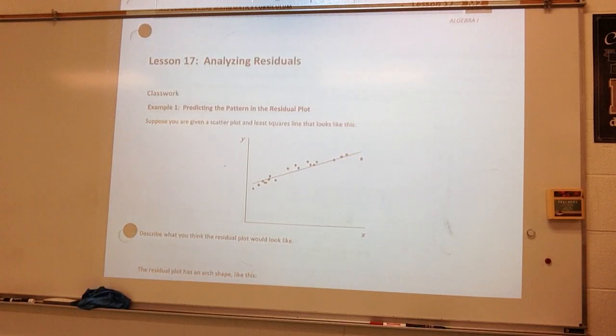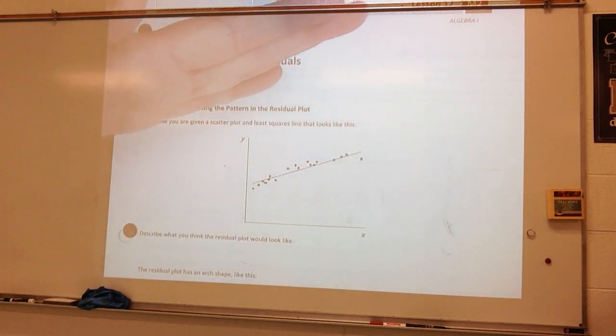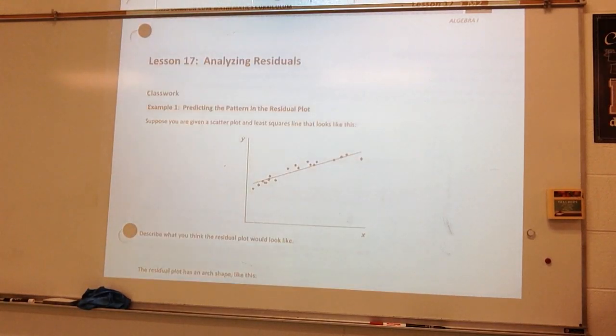Alright, so lesson 17. We're going to learn how to use patterns in a scatter plot to predict what the residual plot will look like. Well, each point in the scatter plot is one by one. Each point, we're going to see whether it has a positive or a negative residual. If you remember, if it's above the line, it is a positive. If it is below the line, it is a negative.